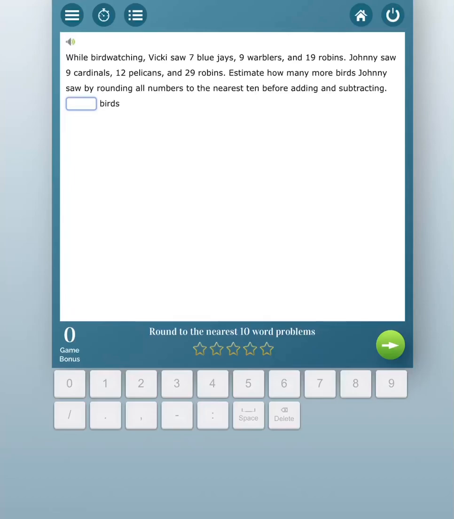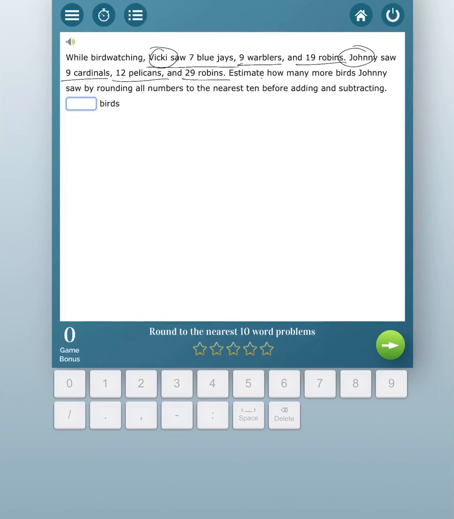Vamos a tratar de hacer este ejercicio, ¿ok? Dice que aquí Vicky vio 7 de esos tipos de pájaros, vio 9 de este tipo de pájaros y vio 19 de estos. Ahora, estos son los que vio Vicky, ¿ok? Ahora dice que Johnny vio 9 de estos, 12 de estos y 29 de estos.